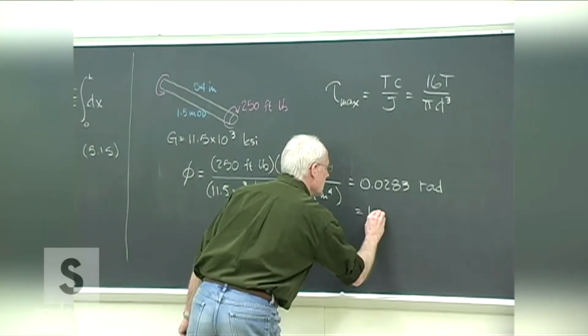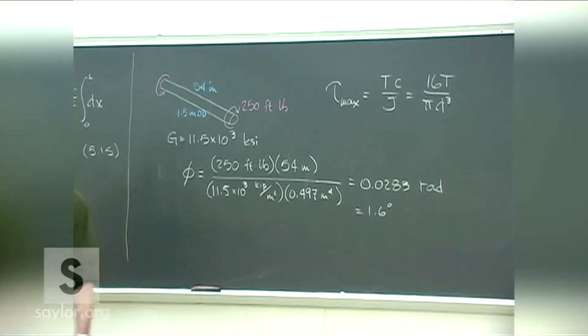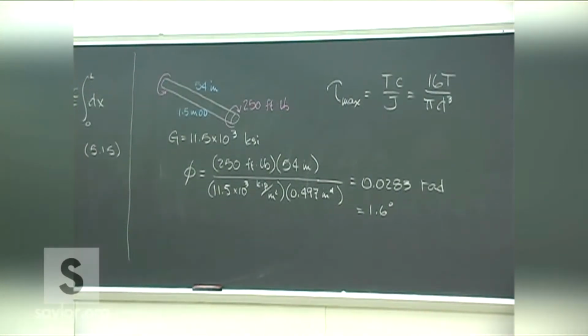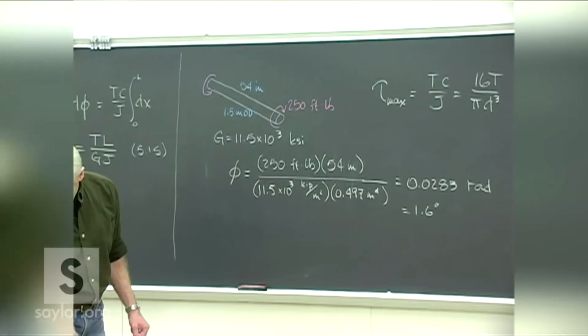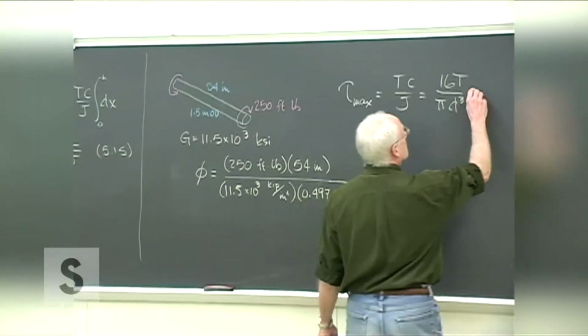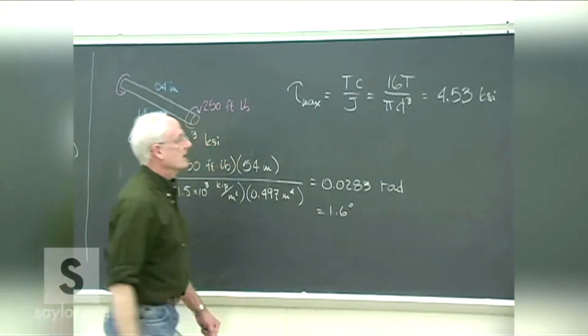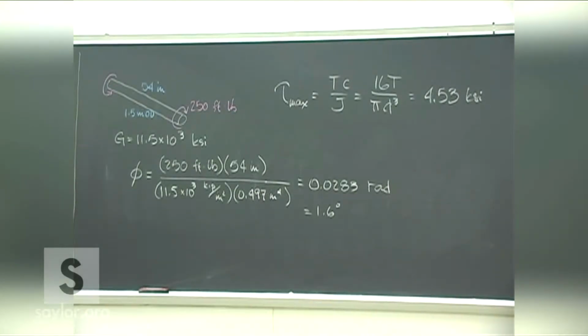Now that turns out to be about 1.6 degrees, which is more than enough for there to be the possibility of trouble with gears meshing at either end of these, if that's the purpose of this as some kind of drivetrain. And the tau max should get something like 4.5 KSI. All right, so not too difficult to put those things together.